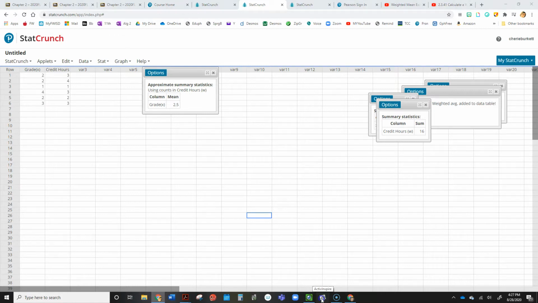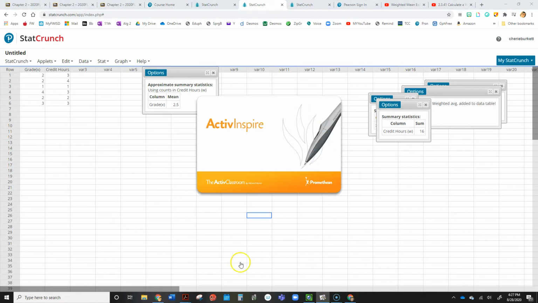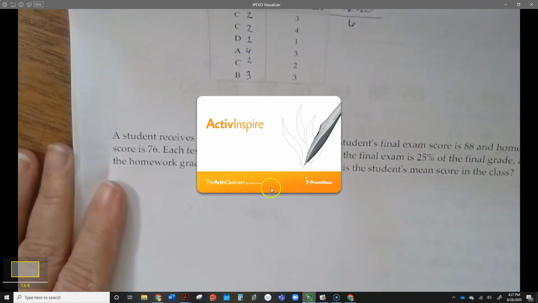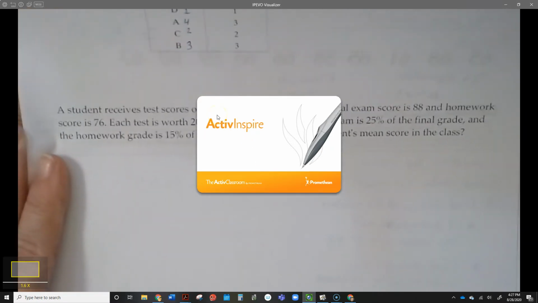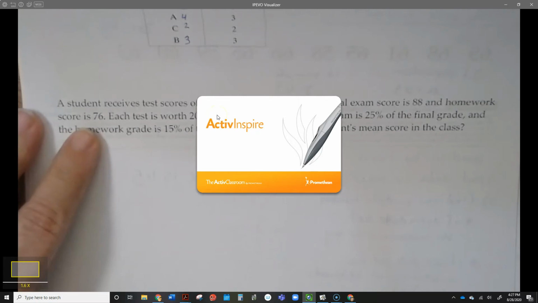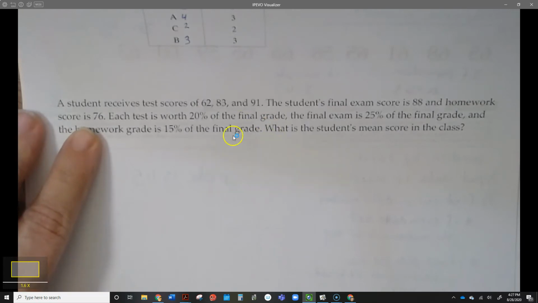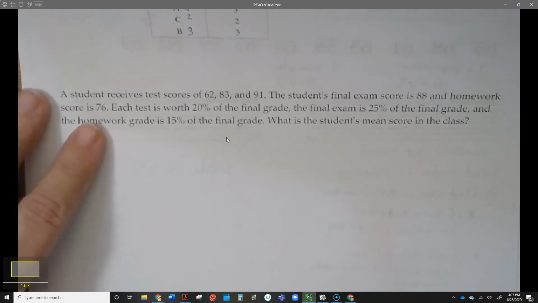Oh shoot, I didn't mean to start that. I hit the wrong button. This is the button that I was trying to hit. You should go ahead and try to do this problem right here. I will start the next video with the answer to this one up.